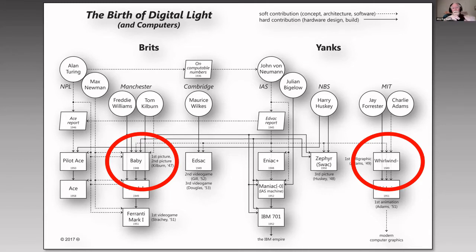The engineers who built Baby were Freddie Williams and Tom Kilburn, and Baby was the first computer, by the way. Williams and Kilburn won the race to the first computer because they came up with the first CRT memory. They came up with the first electronic memory. All right. Now that memory is important because it doubled as a display.